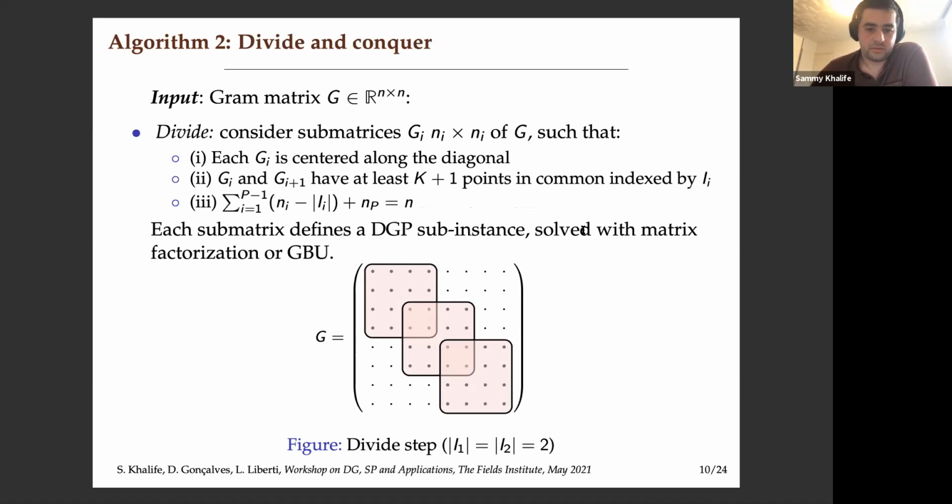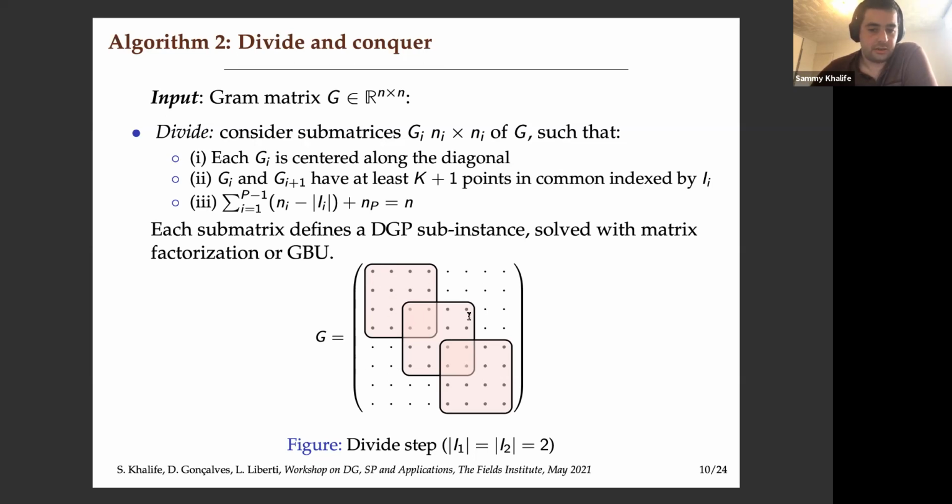A second algorithm that I will present very quickly is one that we call divide and conquer. The idea is to consider submatrices centered along the diagonal and forget some terms that do not appear outside of these submatrices. The idea of the divide phase is to solve subsystems corresponding to each matrix, realize those points, and then with the intersections of those matrices, we will align the points obtained from one system to the points of the second system.